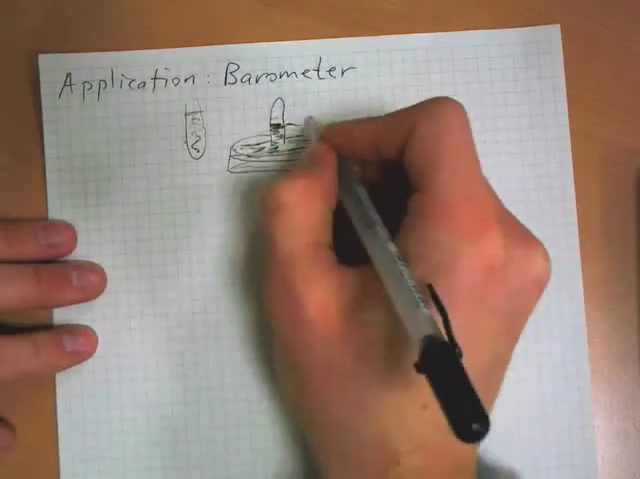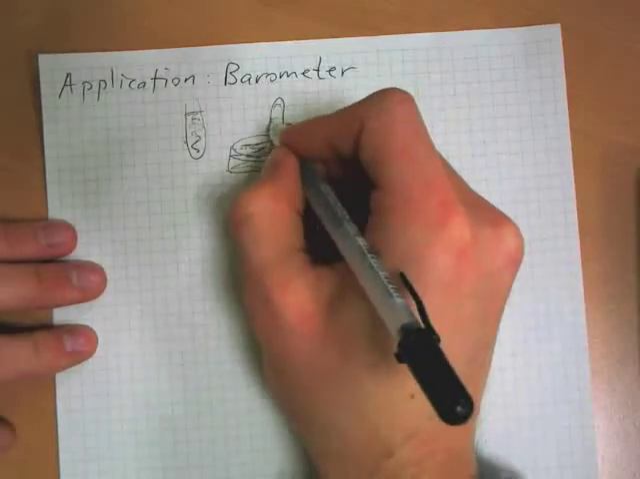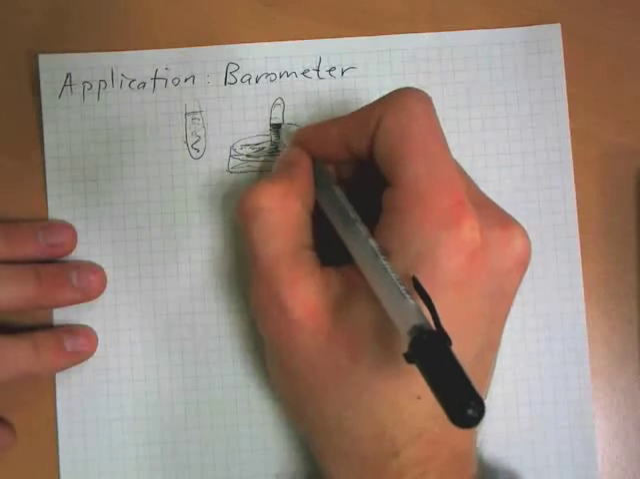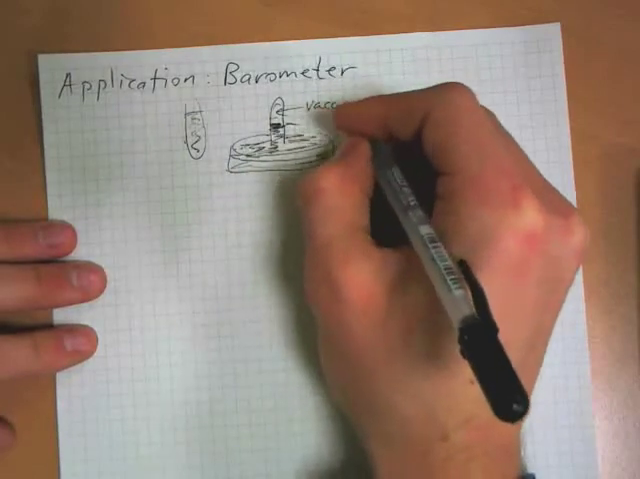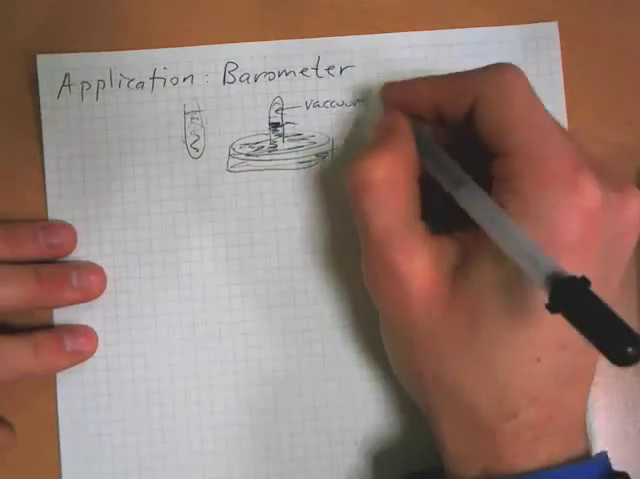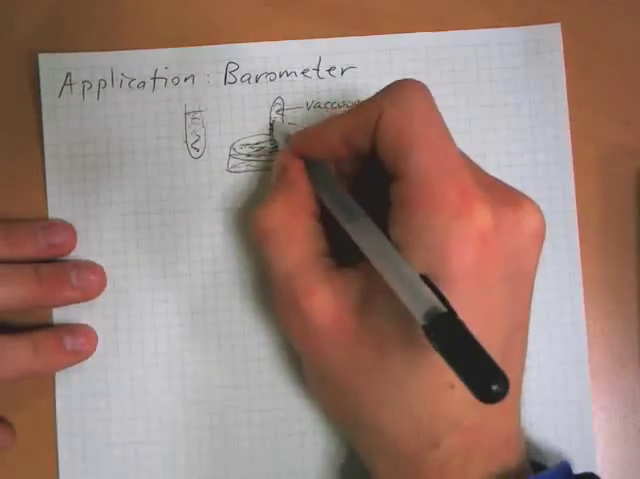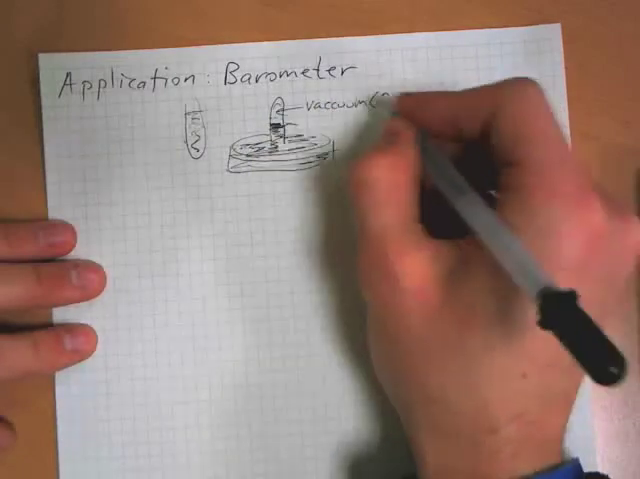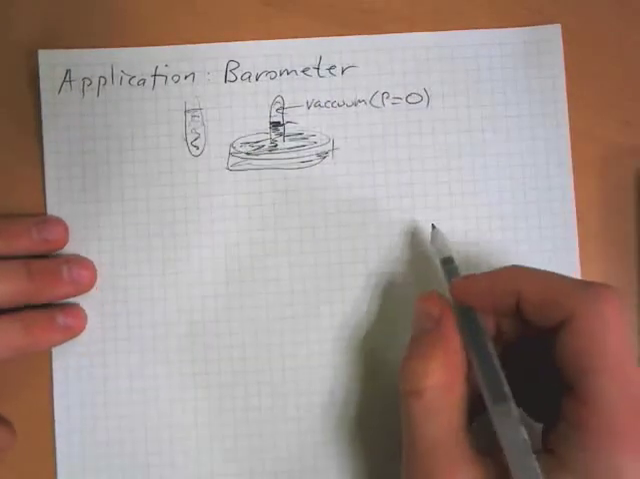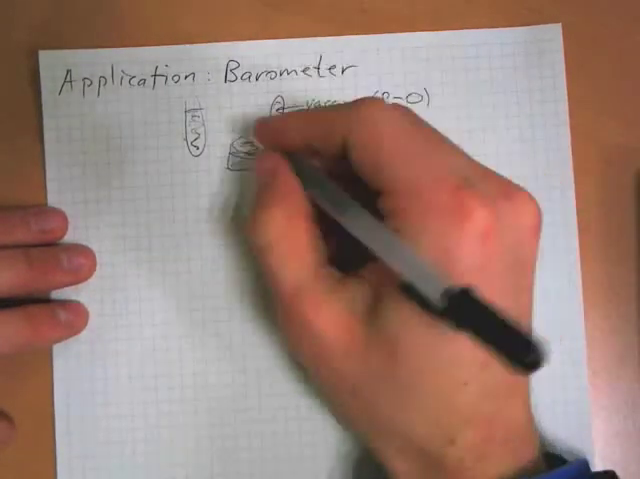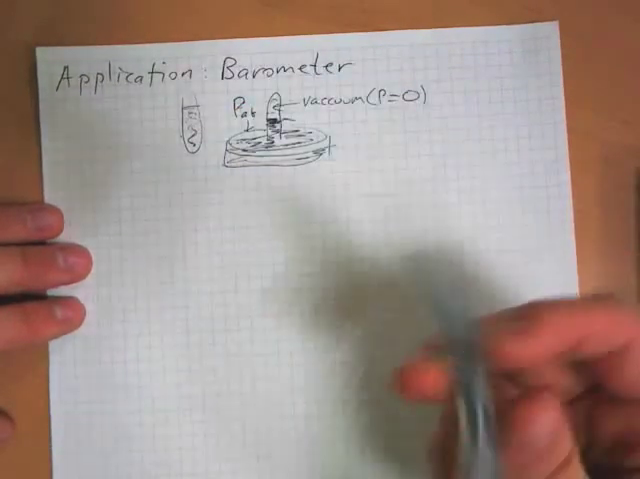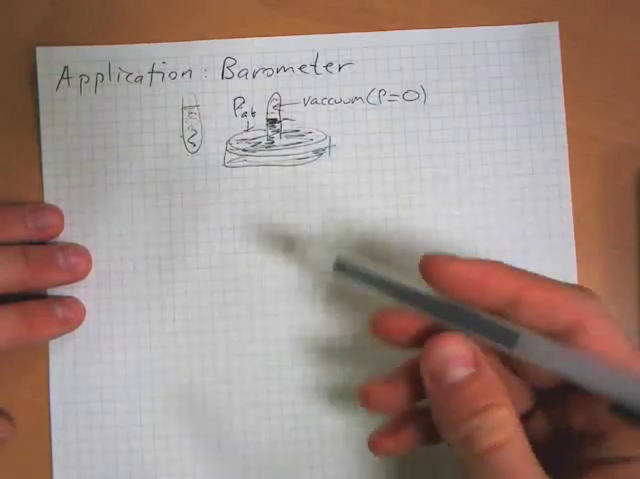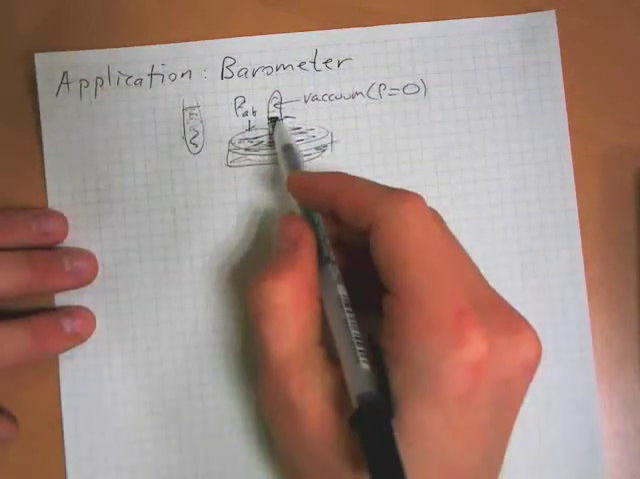Now up here, inside the tube, nothing has had the opportunity to be in there. So this is a vacuum. So the pressure exerted on the top of this liquid here is 0. Outside of here, we have atmospheric pressure. And this fluid then doesn't flow down all the way into the tube.